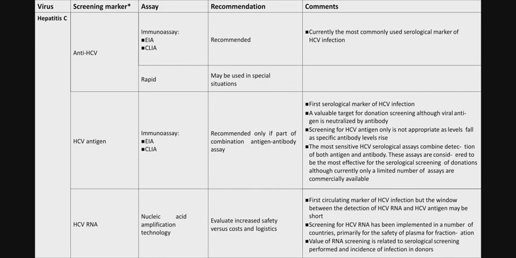Third is the HCV RNA, using nucleic acid amplification technology. It's very costly. The RNA is the first circulating marker of HCV infection, but the window between the detection of RNA and the antigen may be very short. The screening of RNA has been implemented in a number of countries only for the safety of plasma for fractionation. The value of the screening is related to the serological screening performed and the incidence of infection in donors.